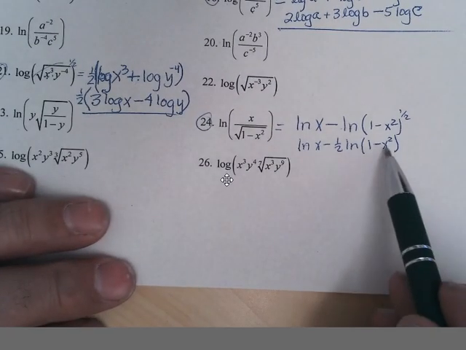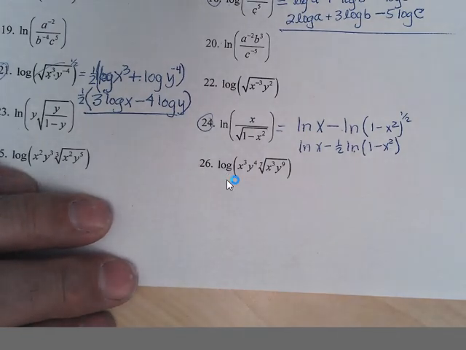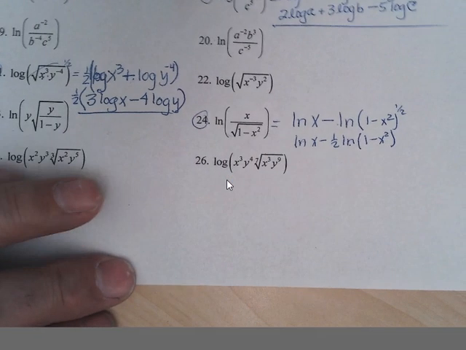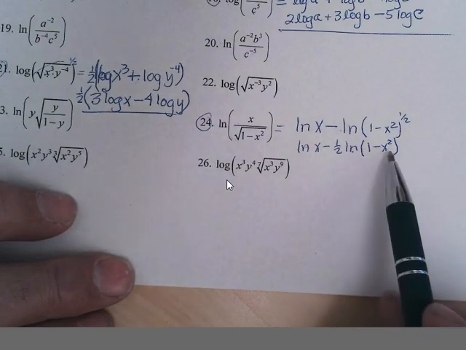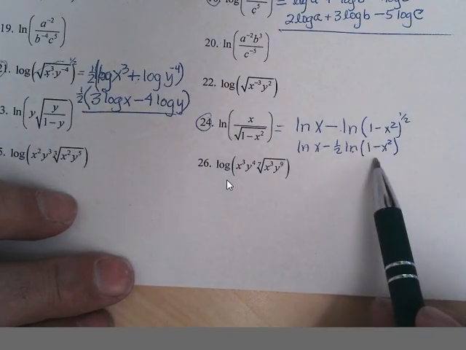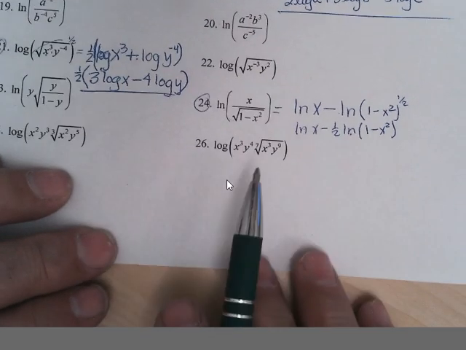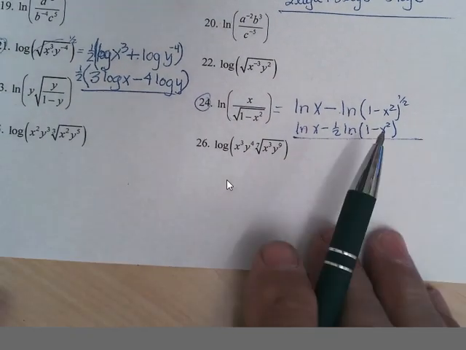And I can't split this up. This is log of the sum or difference, so there's nothing I can do on that. It has to be the log of a product, which I can split into sums, or log of a quotient, division, that splits to subtraction, but not the log of two things subtracted. That stays like it is.